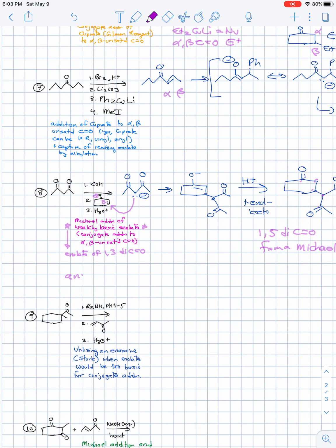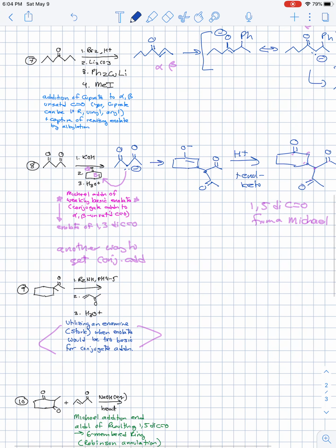Another way to get a conjugate addition is by using this enamine synthesis. Sometimes it's called the Stork enamine synthesis because, yes, there's yet another person involved in this chapter whose name is associated with the reaction. So Michael, presumably that's the last name of somebody. We've got Gilman. Now we have Stork. And so let's look at what's going to happen here.